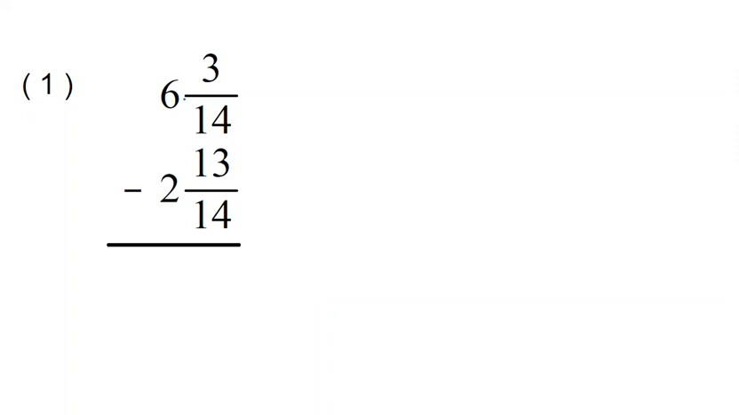This one says 6 and 3/14 take away 2 and 13/14. Now there's a lot of kids out there who aren't as smart as you, and they would say 3 minus 13 is 10. This is 10/14. Wait a second, kids. If I had 3 bananas, could you take 13 bananas away from me? No, that can't be done, right? If I only have 3 bananas, you can't take 13 away from me. When you're subtracting, the larger number needs to be on top.